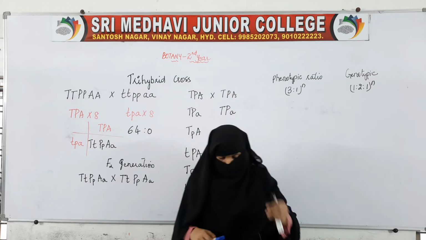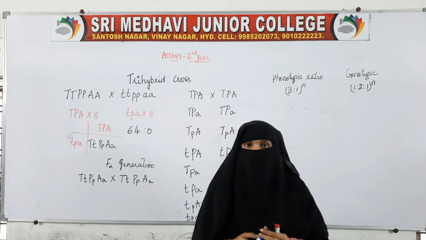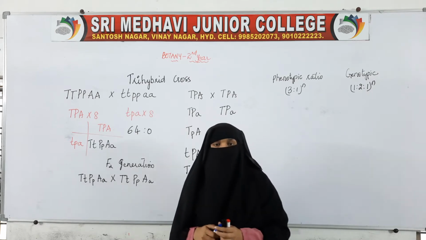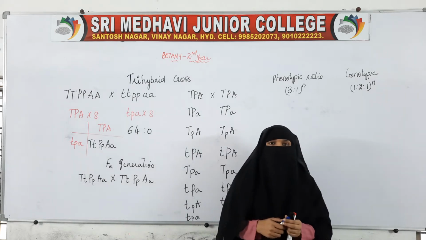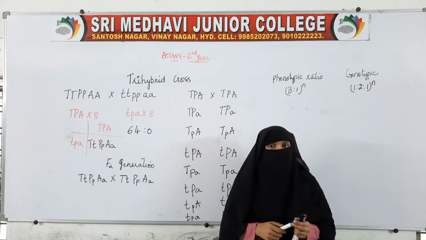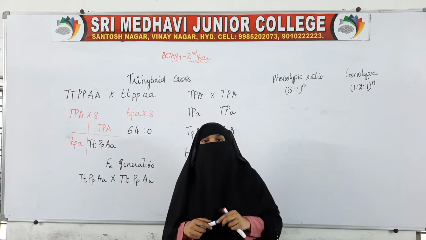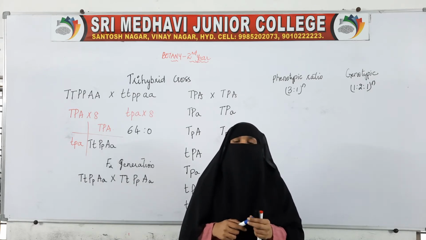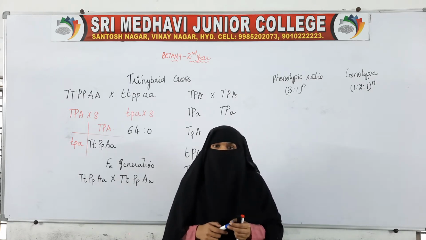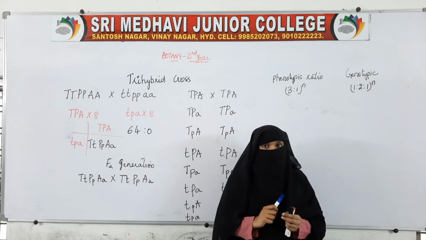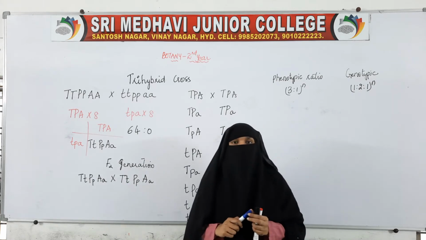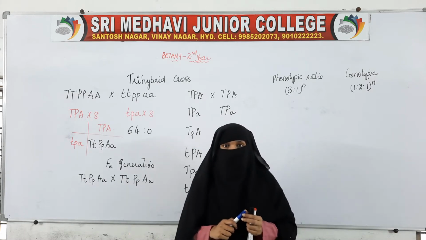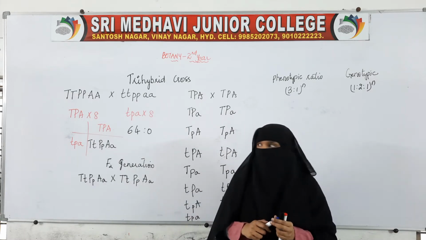Welcome students. We have dealt with how to make a monohybrid cross as well as a dihybrid cross. Today in this class we will see how to make the trihybrid cross, that is crossing two plants with three characters. In monohybrid cross we were checking for one character, in dihybrid cross we were checking for two characters, in trihybrid cross we are checking for three characters.